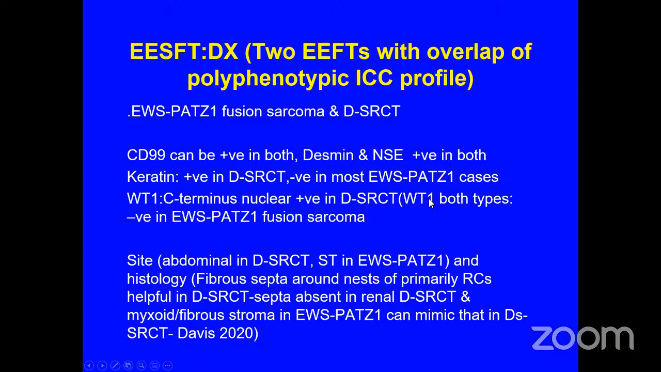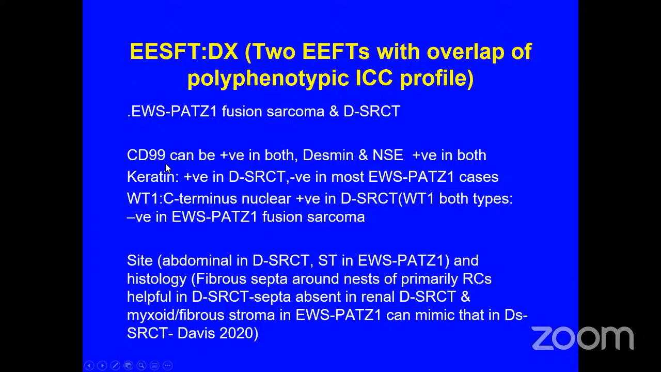So this type of study of differences in the Icc markers will enable you to differentiate between EWS PAD-C1 fusion sarcoma and desmoplastic small round cell sarcoma. Although I must point out that you are relying primarily on one antibody, and that is the keratin for desmoplastic small round cell sarcoma, because the C-terminus antibody of Wt1 may not be readily available. And it can be a difficult situation to differentiate between these two on the basis of Icc profile alone, although you can always get support from other features.